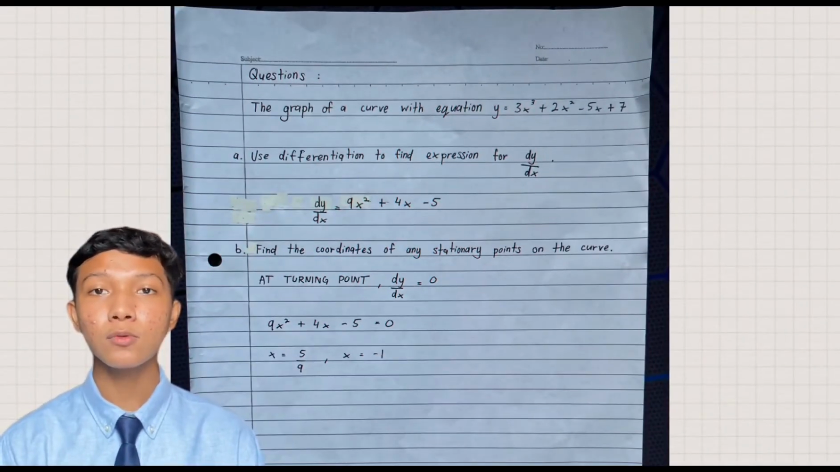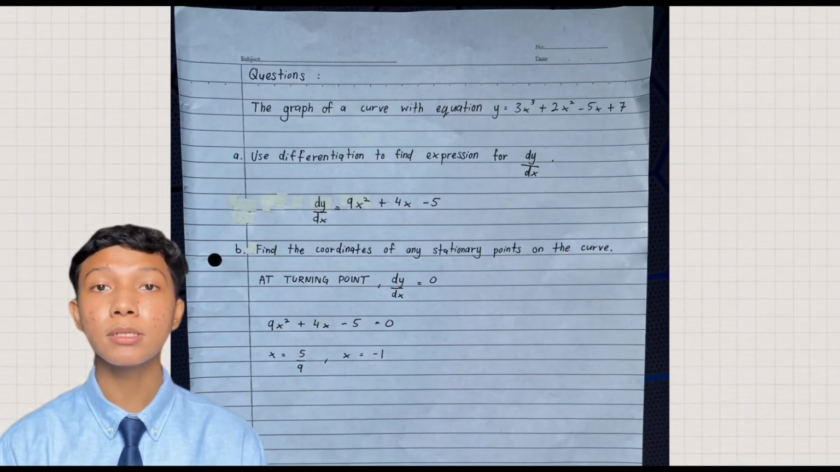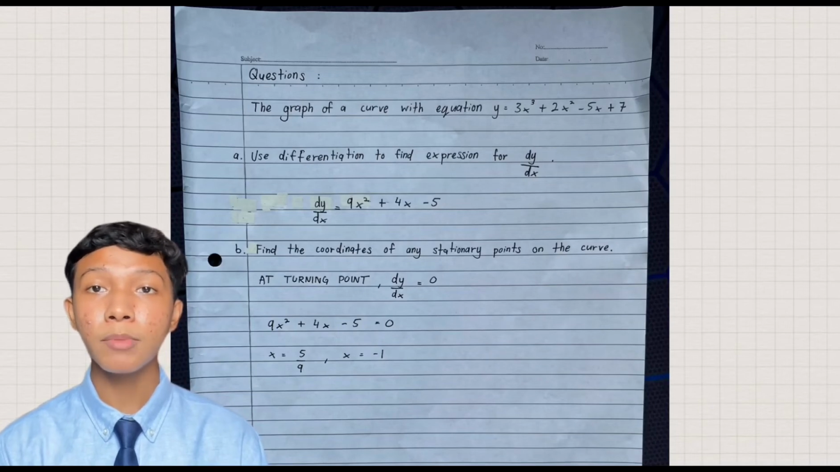Okay, now I want to solve a question. The question is: the graph of a curve has equation y equals 3x cubed plus 2x squared minus 5x plus 7. Question A. Use differentiation to find an expression for dy over dx. First, you write dy over dx and differentiate, so you will get the answer 9x squared plus 4x minus 5.